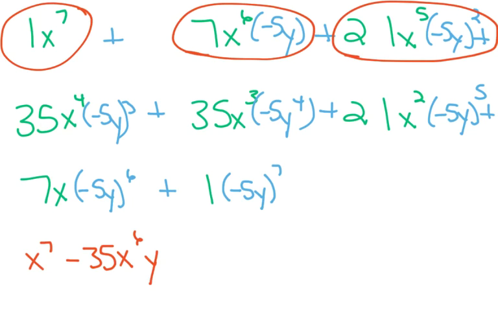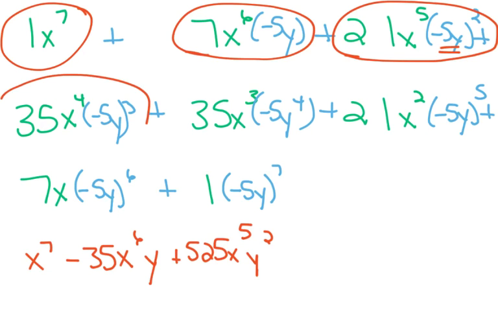For this term, I'm going to multiply 21 times 25. Where did the 25 come from? Because I need to square this. Negative 5y squared is 25y squared. And 21 times 25 is 525. So it's going to be plus 525 x to the 5th y squared.